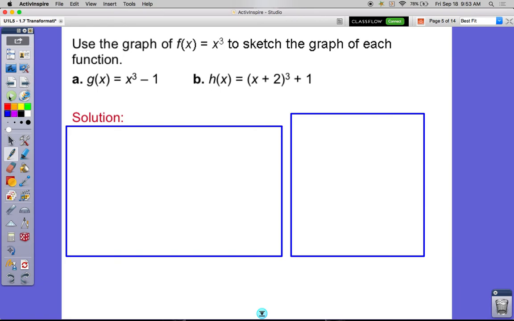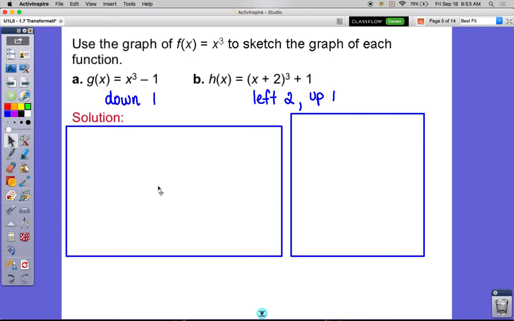So let's talk transformation-wise. What is happening to x cubed if I say minus 1 on the outside? The graph is going to go down 1. What's happening to the graph here if I take plus 2 on the inside before you cube it, then plus 1 on the outside? This thing is going to go to the left 2, again opposite on the inside, and the inside moves left and right, and it's also going to go up 1 spot. So let's take a look at the first one.